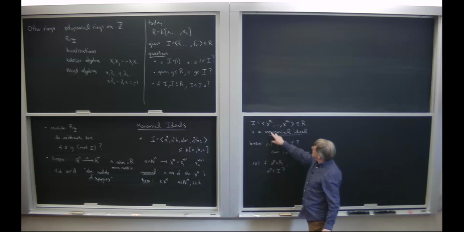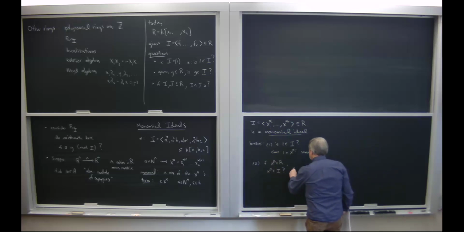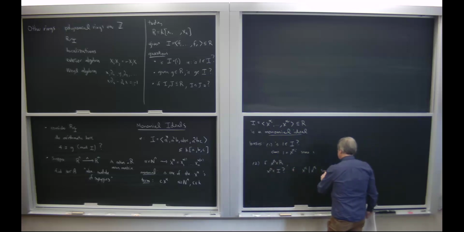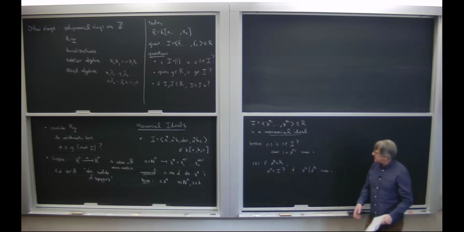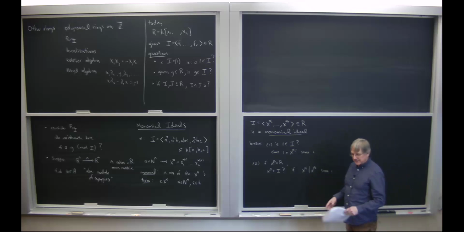Well, it certainly will be in there if I can multiply any of the monomials by that thing and get to my thing here. So this is if x to the alpha i divides x to the beta for some i. And that's if and only if. Okay, so that's the only way to get something that's in there.